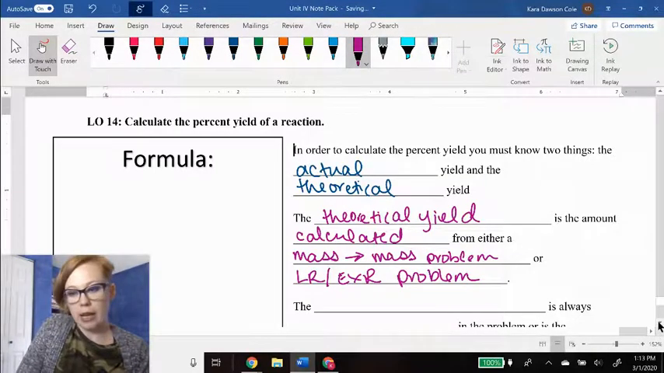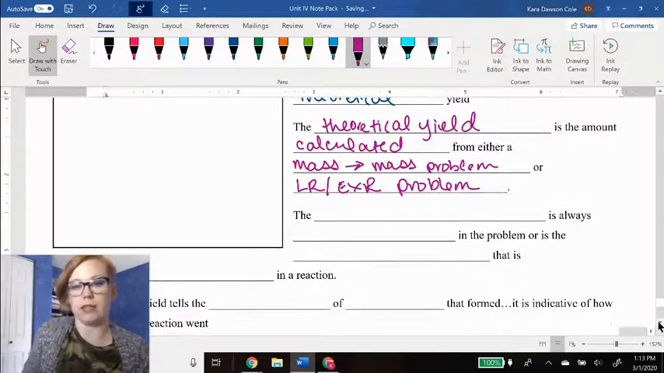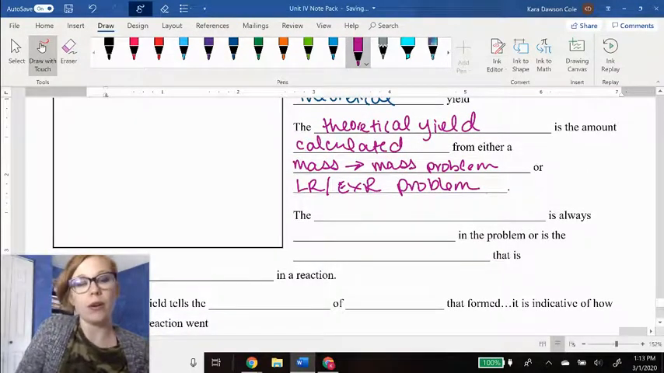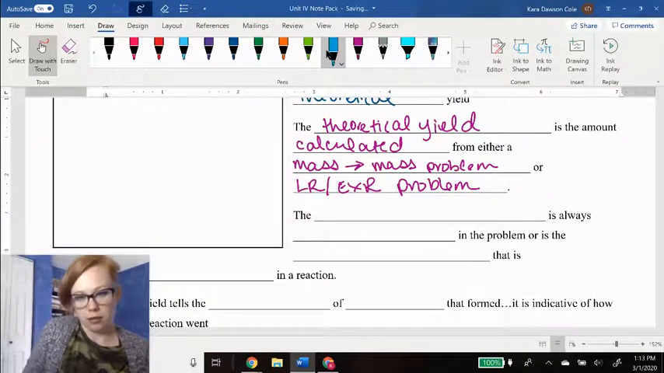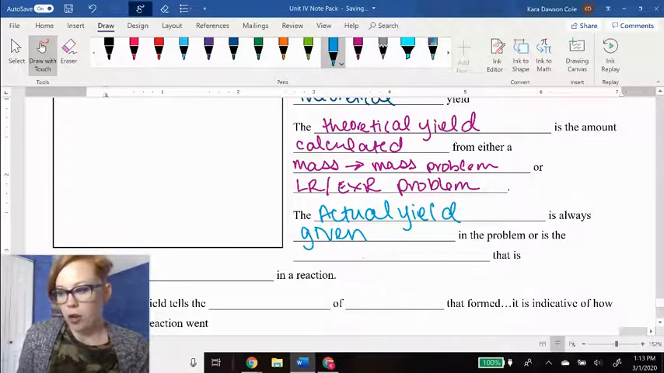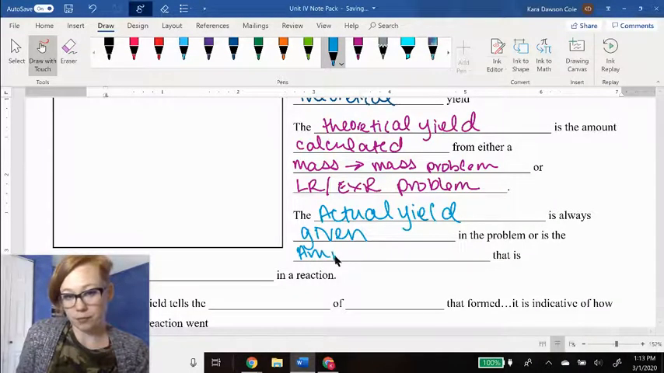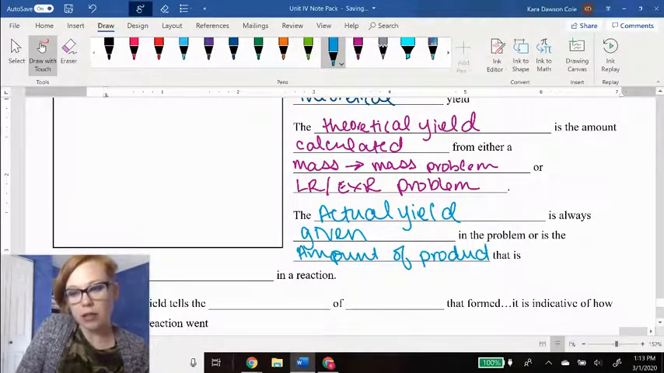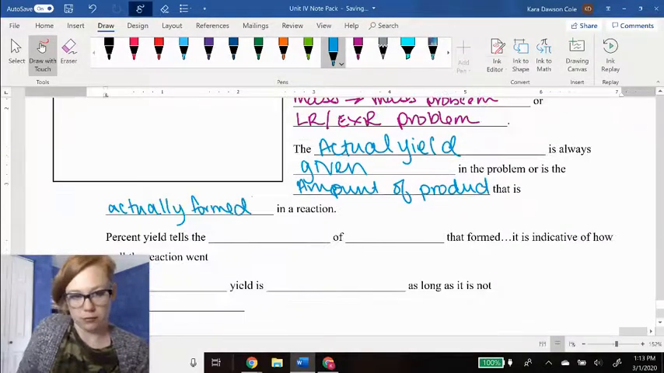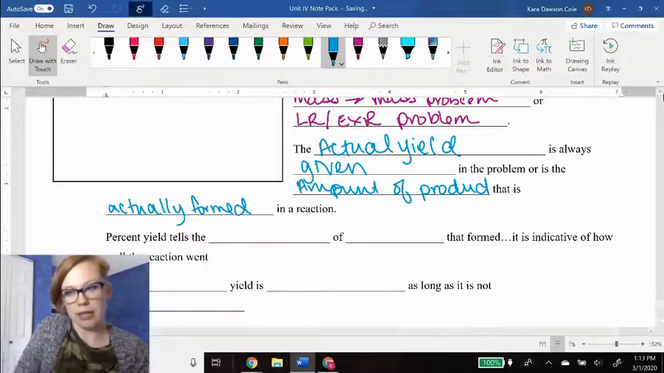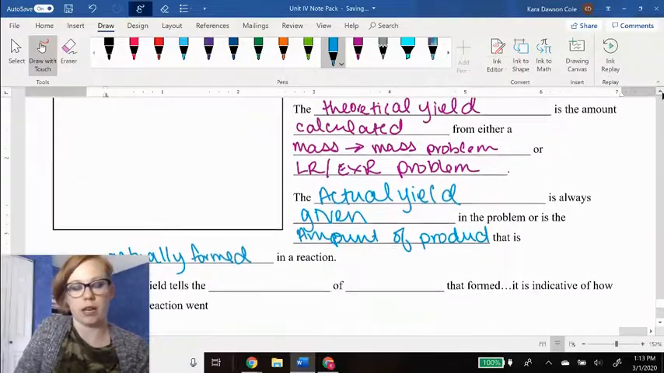So the actual yield is always given to you. So it will always be given, okay? So it's always given in the problem. The actual yield is the amount of product that is actually formed in the reaction.